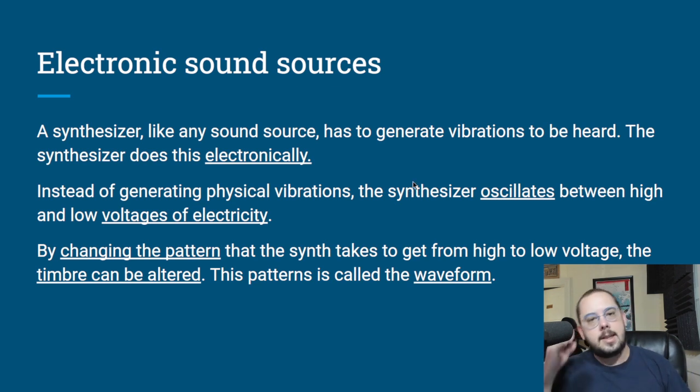So we still get this high and low cyclic pressure phenomenon happening. It's just instead of it being air pressure, it is electrical voltages instead. By changing that specific pattern that the synthesizer takes to move from high to low voltage, we can change how the sound sounds.